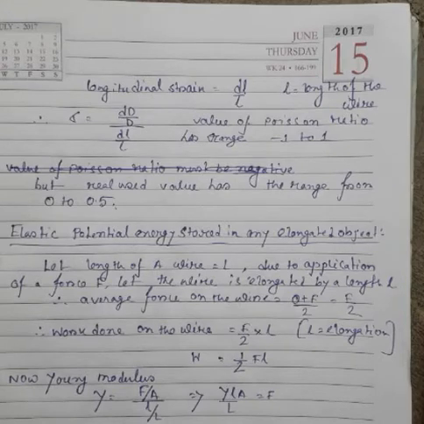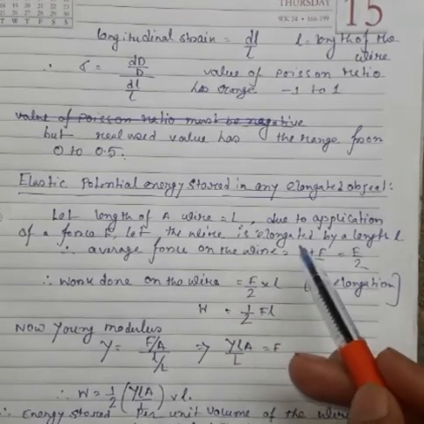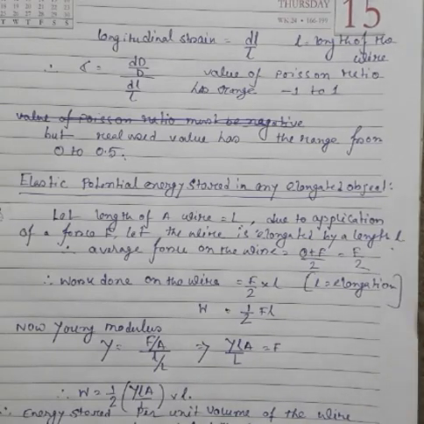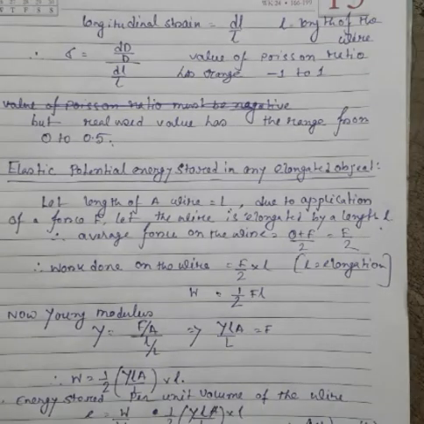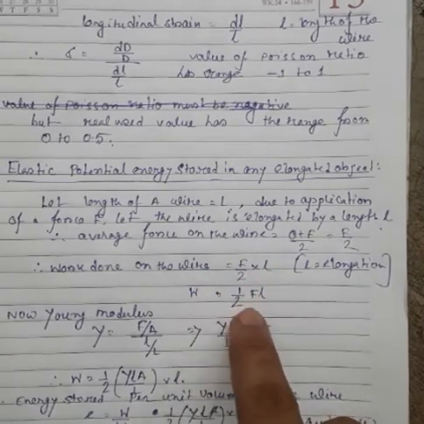Now the next one is the elastic potential energy stored in any elongated object, which we want to calculate. The length of the wire is capital L, and we are applying a force capital F, due to which the wire is elongated by a length small l. There is a long story behind why we are taking the average force. Stress actually comes due to the application of force. This is a complicated thing, so just for the timing, skip it. So the work done will be F by 2 multiplied by the displacement, so W will be half of Fl.